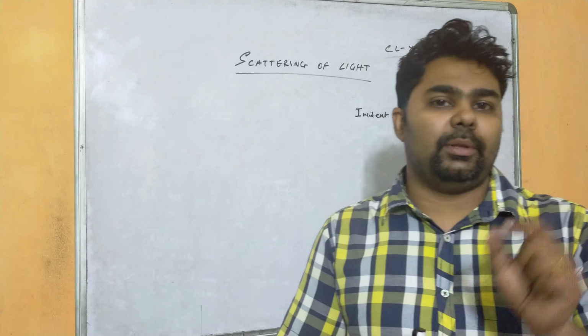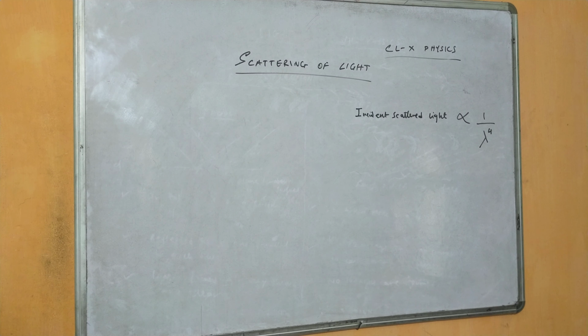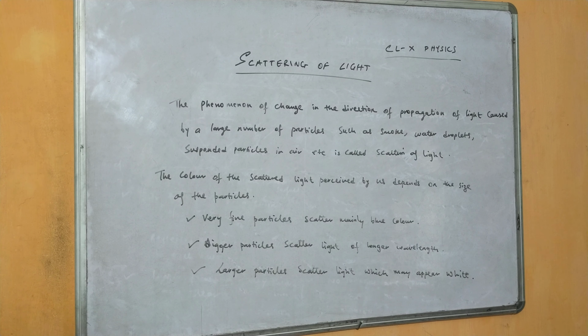So this was Rayleigh scattering, that is, the incident scattered light is inversely proportional to the fourth power of wavelength. For better understanding, I wrote the definition on the board. The phenomenon of change in the direction of propagation of light caused by a large number of particles such as smoke, water droplets, suspended particles in air, etc. is called scattering of light.